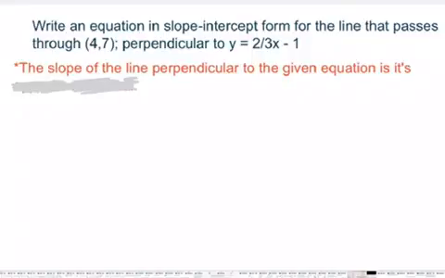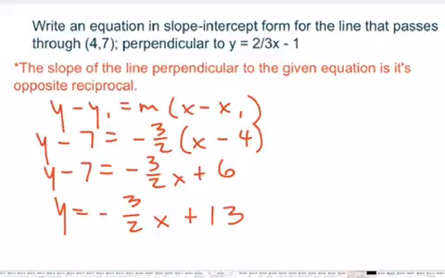All right, because we already looked at it, it's opposite reciprocal for that. On this one, write an equation in slope-intercept form for the line that passes through 4, 7 and is perpendicular to y is equal to 2/3 x minus 1. Wait, can we just write that out like you did a minute ago and just put like perpendicular?